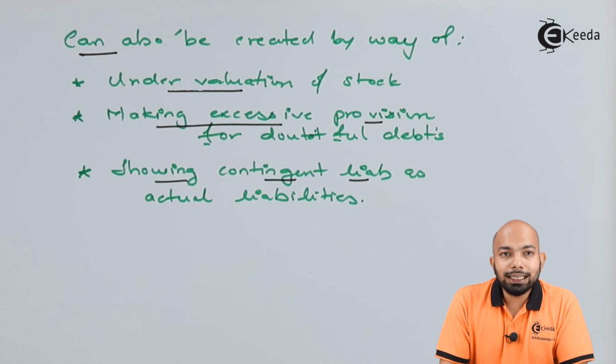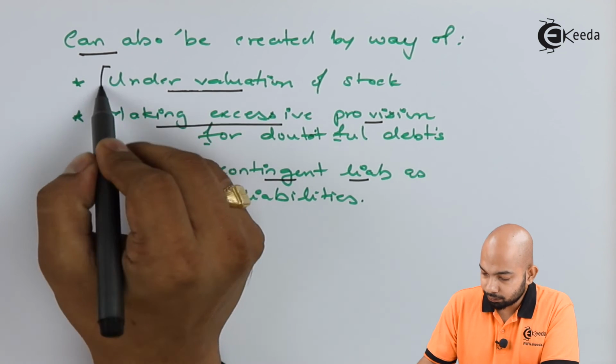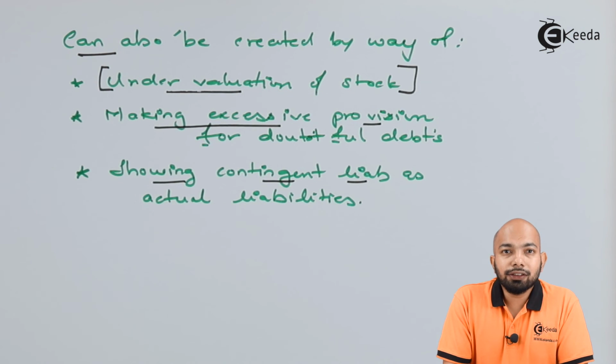Now, how do you create it? What are the different methods? We have mentioned certain methods here. Let's further go ahead and evaluate each of these methods. The first method can be stated as follows. Secret reserve can be created by undervaluation of stock.